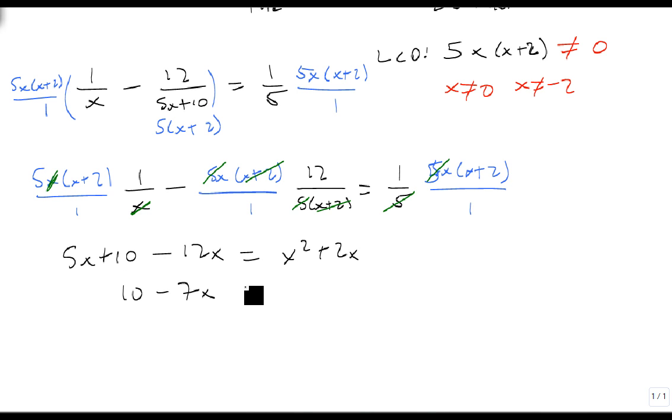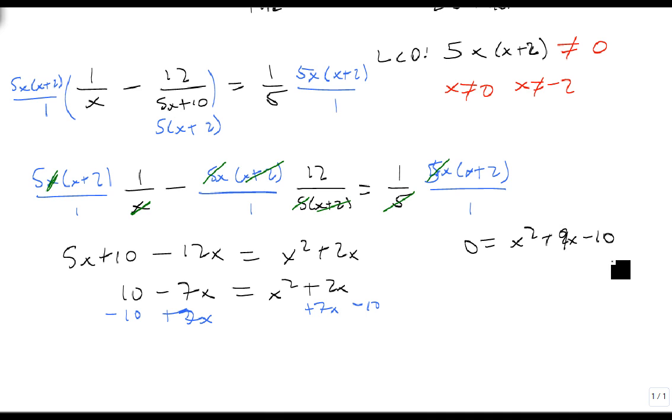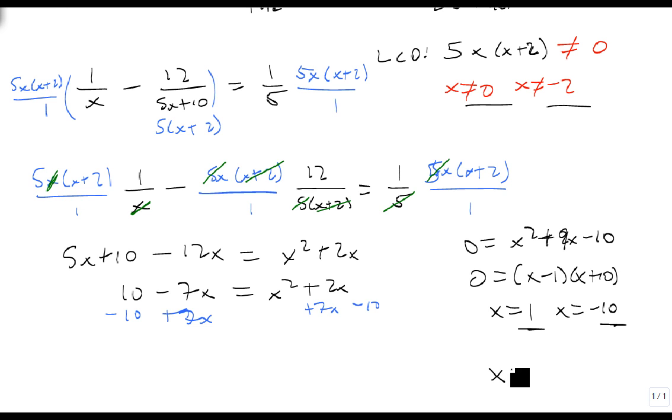Combine like terms. Subtract everything to the other side, so we'll subtract 10 and add 7x, which gives us 0 equals x squared plus 9x minus 10. Factors of minus 10 that add up to positive 9 are minus 1 and plus 10. So x is 1 and x is minus 10. Since neither of these is disallowed by our lowest common denominator, they can both be our answers. So we get minus 10 and 1, and if we wanted to check our answer to be sure, we could, and we'd see that they both work.